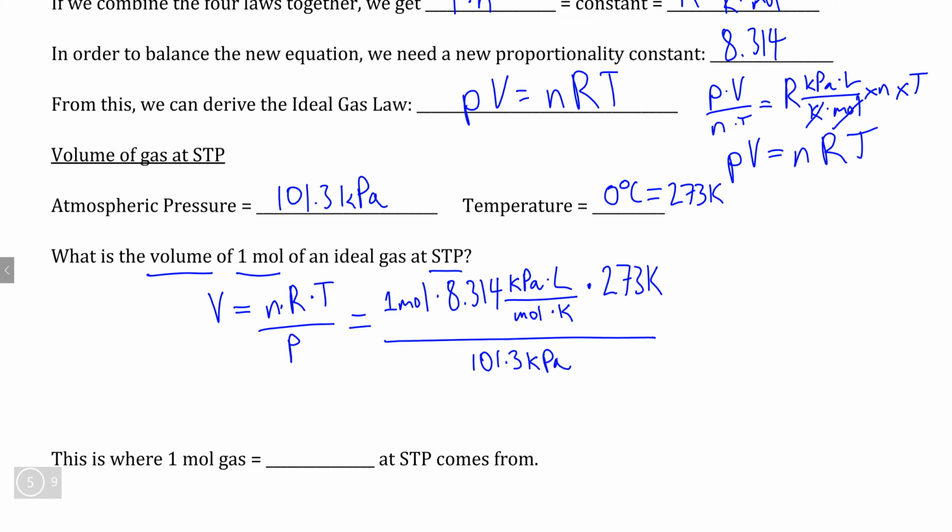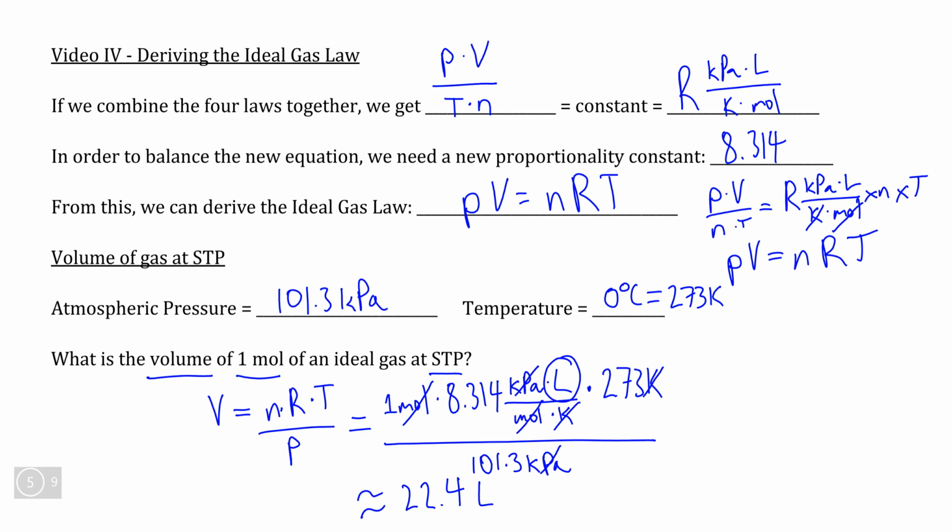And if we check the units, we see that moles appears in the numerator and denominator, so it cancels. So does kilopascals, and so does degrees Kelvin, meaning that we have successfully isolated liters. And if you put this into your calculator, you get that this number comes to approximately 22.4 liters. This is where our assumption that 1 mole of any gas occupies 22.4 liters at standard temperature and pressure comes from.